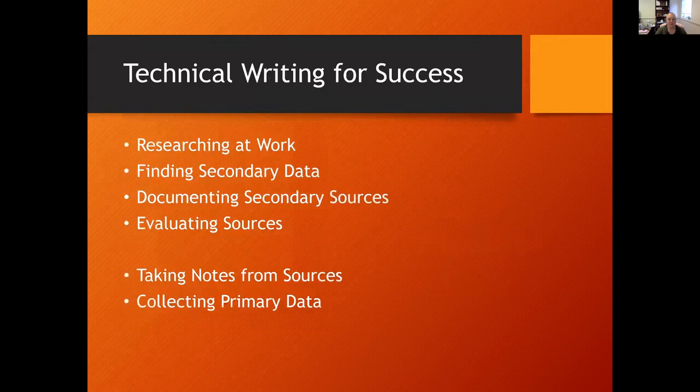So let's get started. For technical writing for success, we're going to talk about doing research at work, secondary data sources, and how to evaluate sources so that we are actually getting proper resources. And then part 2 is going to be talking about taking notes and collecting primary data.